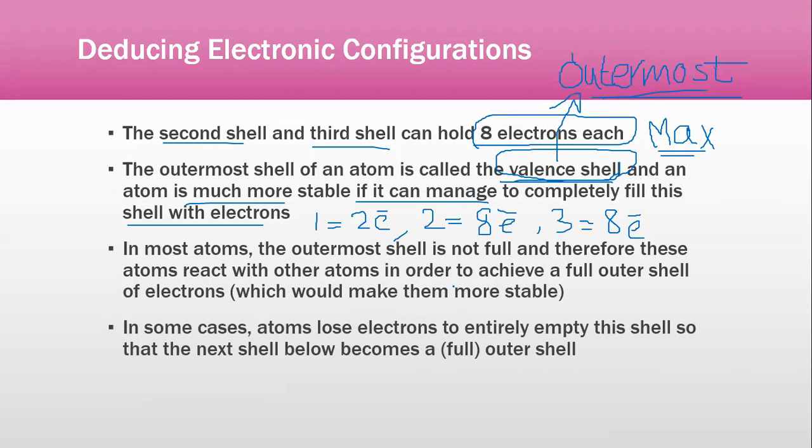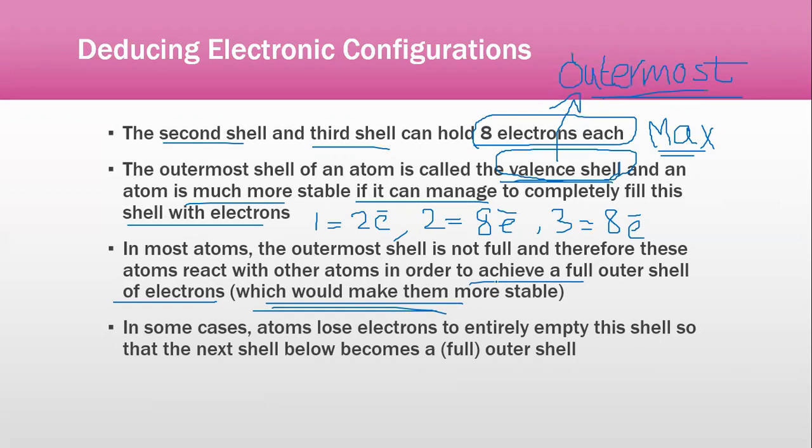So the outermost shell of an atom is called the valence shell, and an atom is much more stable if it can manage to completely fill this shell with electrons. Now we know in most atoms, the outermost shell is not full, and therefore these atoms react with other atoms in order to achieve a full outer shell of electrons, which would make them more stable. बात क्या है, now in most of the atoms जो आपका outermost shell होता है it is not full, ठीक है, therefore these atoms react with other atoms.